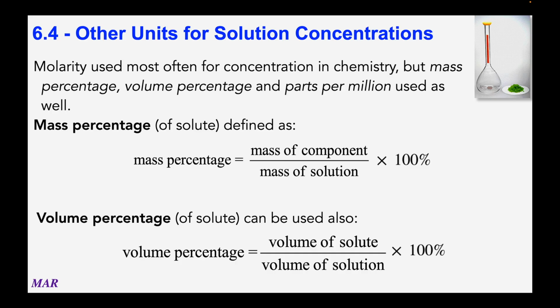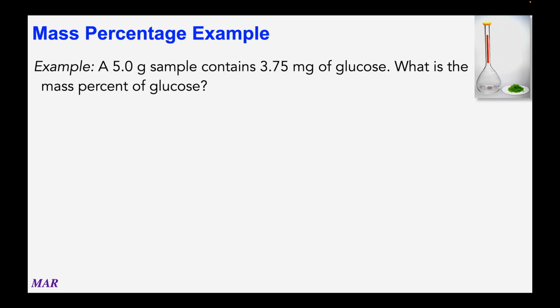But if you do see these, this is what they mean. Here's an example of a mass percentage. Let's say you had 5 grams of a sample, and in that sample you had 3.75 milligrams of glucose. What is the mass percent of the glucose? So this would be grams of the solute glucose divided by total grams of sample times 100%.